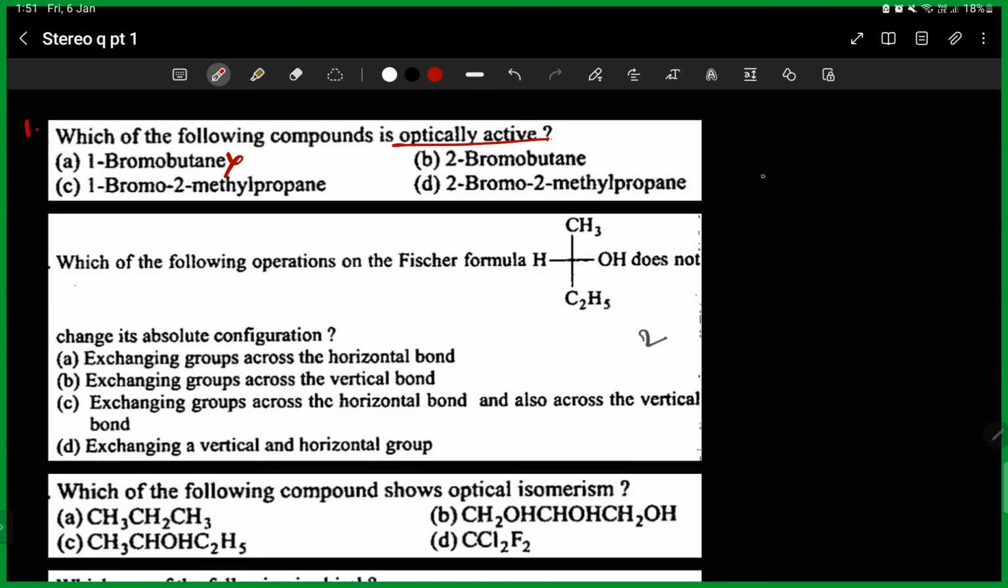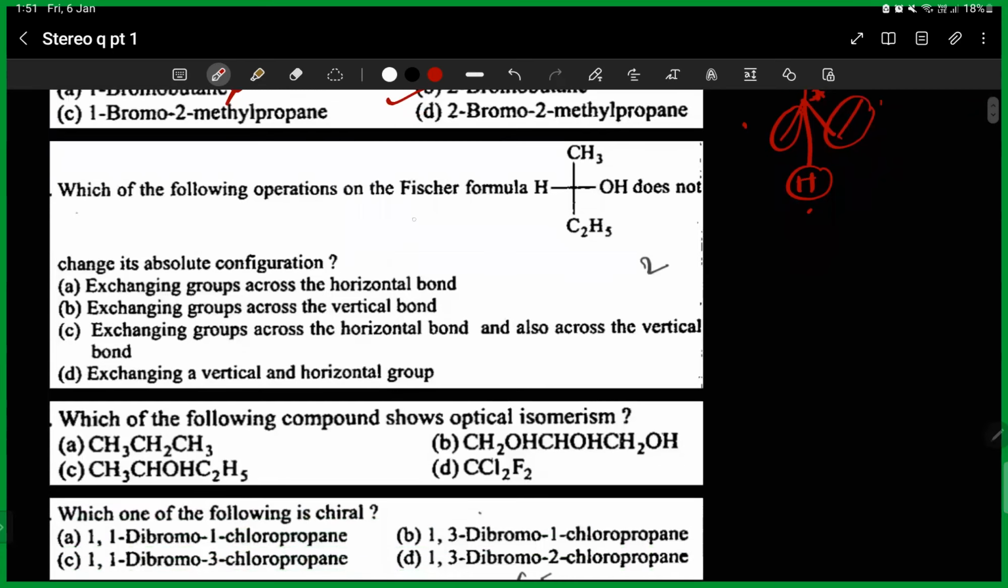Now, two bromobutane. So you have butane here, two bromobutane. Here we have a chiral carbon because we have a CH3 group, one ethyl group, one bromine group, one hydrogen. So all four groups are different. It's sp3 hybridized. So it is optically active. You can check the other options also.